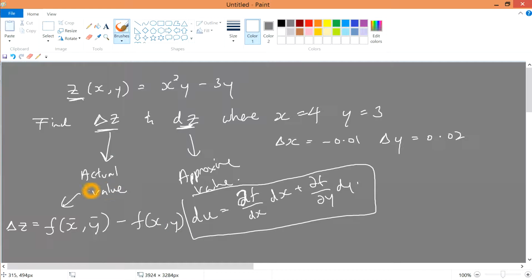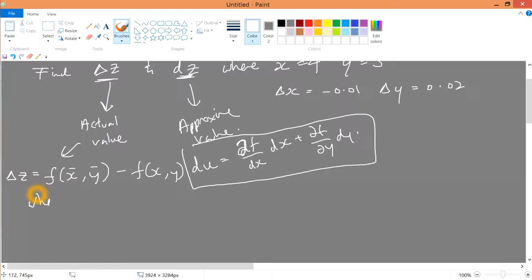Where x bar or y bar, let's take x bar first. X bar is equal to x plus some delta x. So there's some value plus some uncertainty, or some small changes with it. So with these two equations, we can find the actual value approach and the approximate value approach. Total differential equations have two types, the actual value and the approximate.